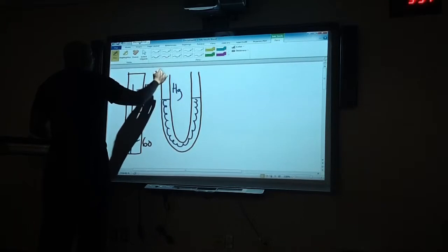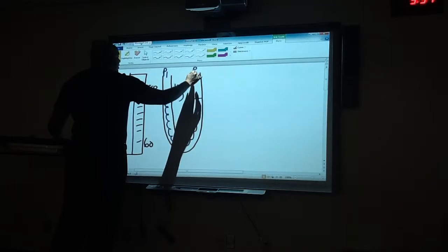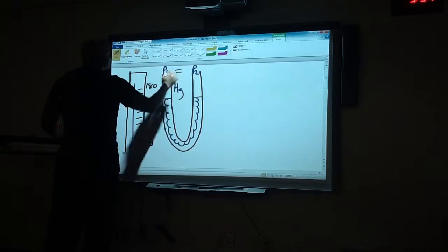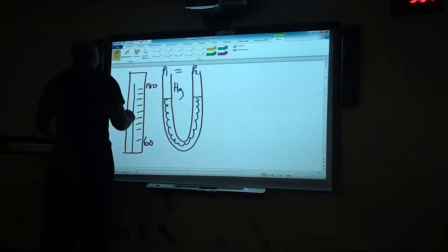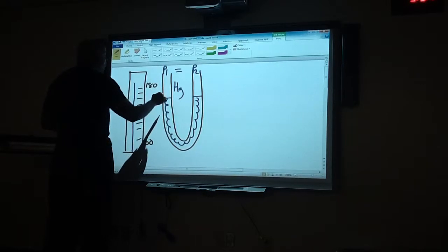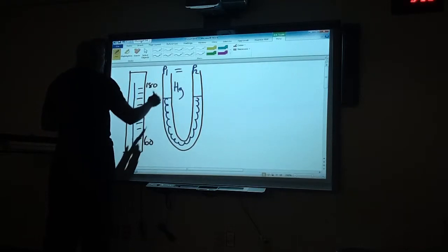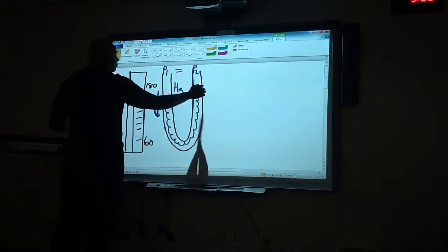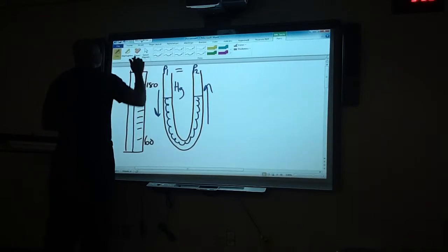So we'll go ahead and name the left side P1, the right side P2. So right now, as it's depicted, we can say that P1 is equal to P2 because the surface line is the same all the way across. So let's say that we increase the pressure on P1 and decrease the pressure at P2. So that surface line for P1 should decrease. And the surface line for P2 should increase. So we'll go ahead and make that change.